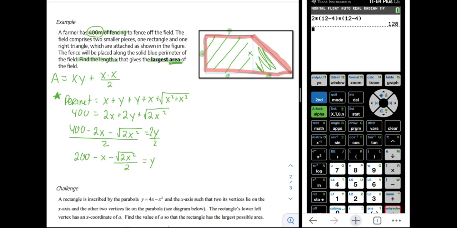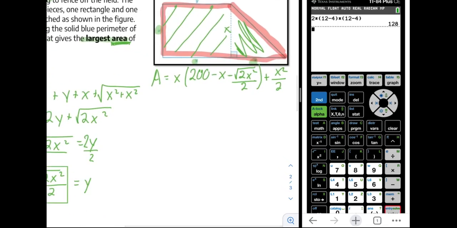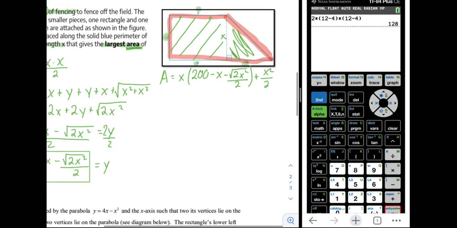So now this whole thing can replace y in my original function. So all of this is going to be placed as y in this equation. So I'm going to have that the area is going to be equal to x times 200 minus x minus the square root of 2x squared divided by 2 plus x squared divided by 2. Okay, so this is going to be the equation for my area, and now I can use this because my objective is to optimize the area.